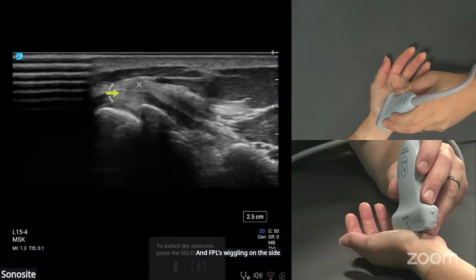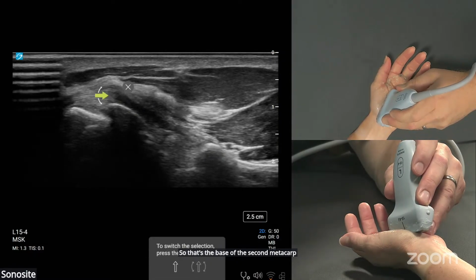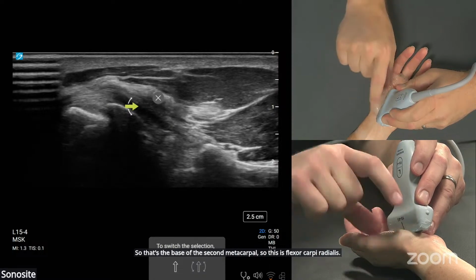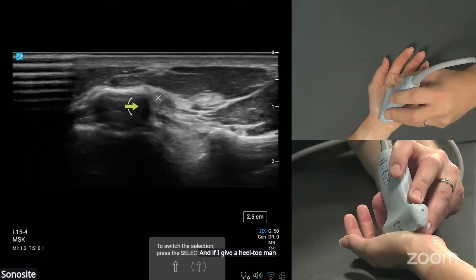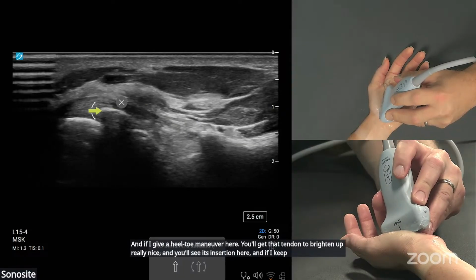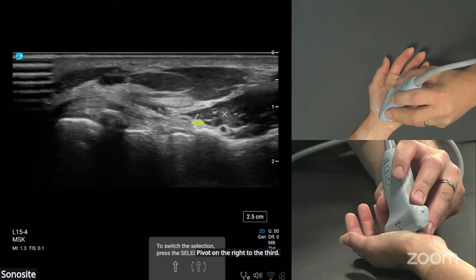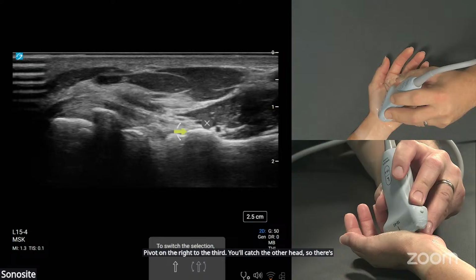And you remember that deep, steep diving tendon here? So that's the base of the second metacarpal. So this is flexor carpi radialis. And if I give a heel toe maneuver here, you'll get that tendon to brighten up really nice, and you'll see its insertion here. And if I keep my transducer planted on the left, pivot on the right to the third, you'll catch the other head. So there's two tendon heads inserting. So we've got base of third.